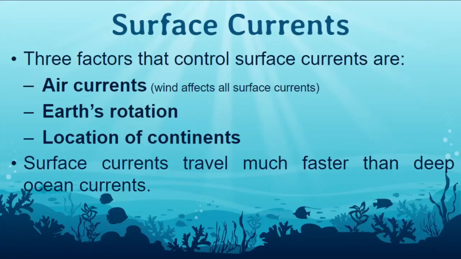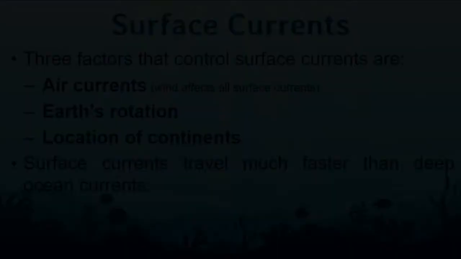Now, let's talk a little bit more about surface currents. There are three factors that control surface currents. These are air currents, wind, the Earth's rotation, which we'll get a little bit more into, and then, of course, the location of continents, because water's got to go around them. Surface currents travel much faster than deep ocean currents.